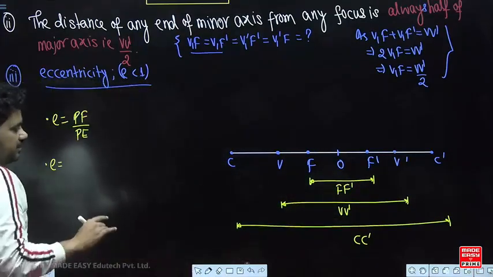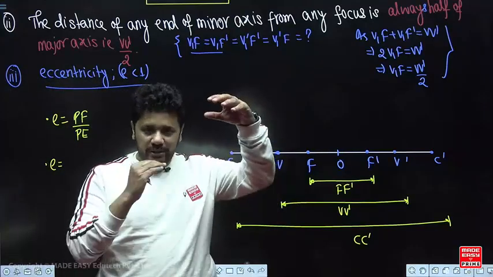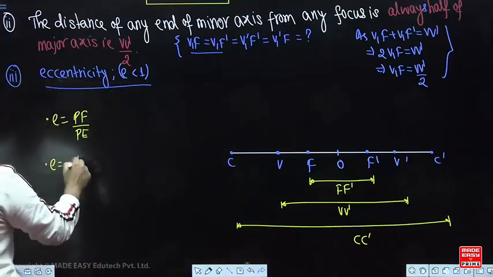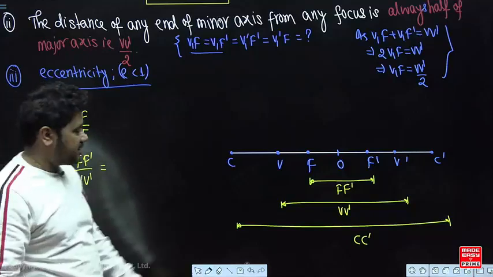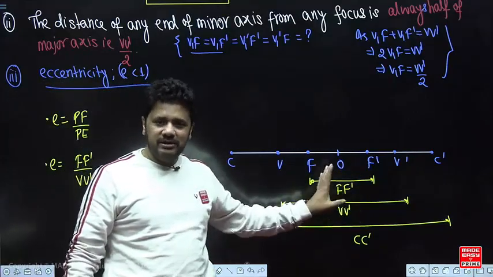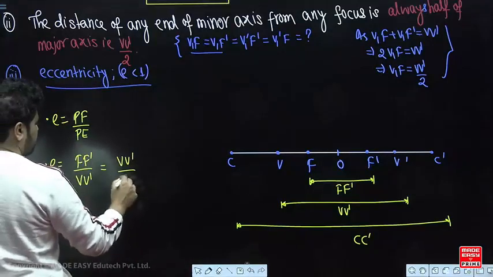That means a number will give you less than 1 if the denominator is greater than the numerator. If the denominator is greater than the numerator, the value will be less than 1. So eccentricity is also found with this formula, VV dash upon FF dash upon VV dash. If I divide FF dash by VV dash, obviously the value will be less than 1. This will also give you eccentricity, and the same thing is VV dash upon CC dash.